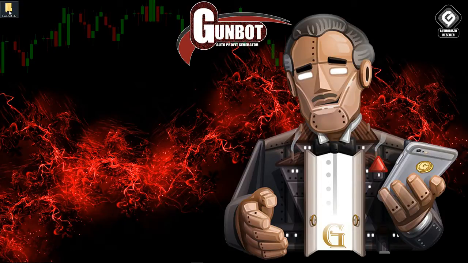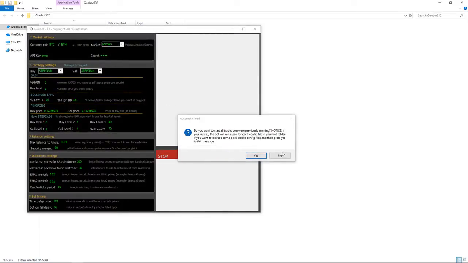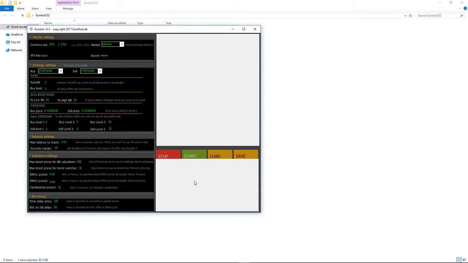So I'm going to show you this little application that Gunther's made, and I've already extracted it and opened it. Now on your first load, guys, you're going to see this little pop-up window, automatic load. It's imperative that on the first load you click no, because you haven't put any of your settings into it, and if you try and fire it up, it's going to cause you some problems.